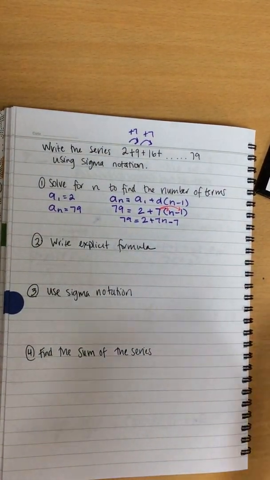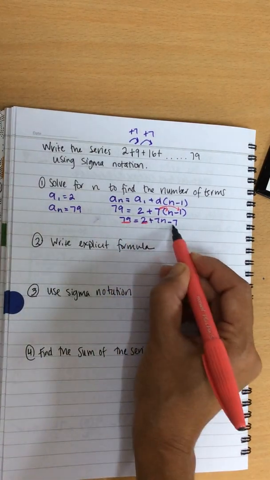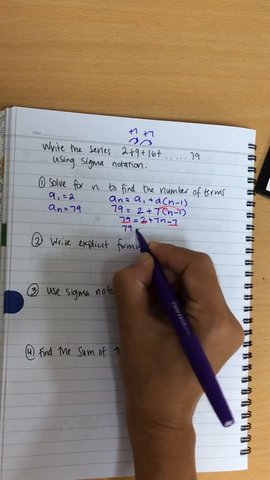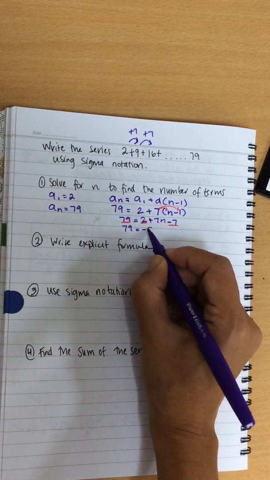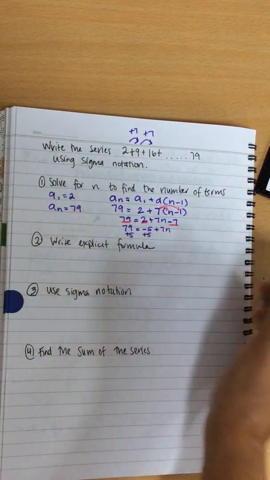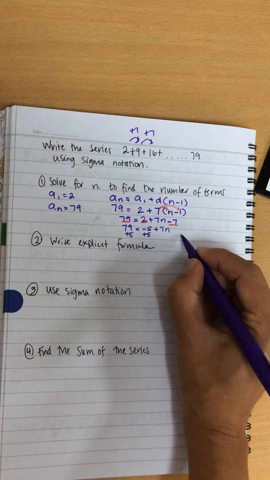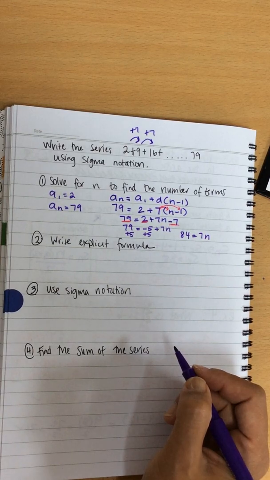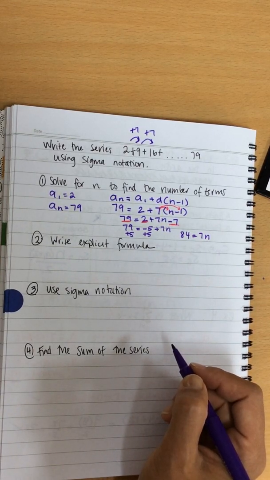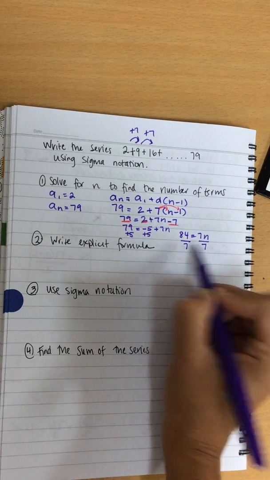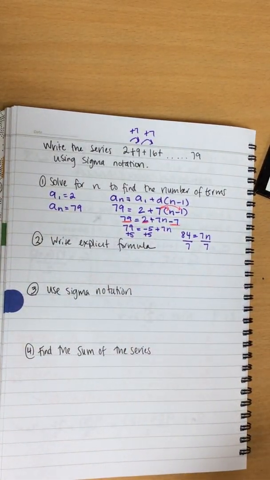Now let's combine like terms. So I can put 79, 2, and negative 7 together. Okay, let's just do the right side first. So I end up with 79 equals 2 minus 7 is minus 5, and we still have plus 7n. Now I can move that 5 over, and I end up with 79 plus 5 is 84 equals 7n. And now I can divide by 7. And what is 84 divided by 7?